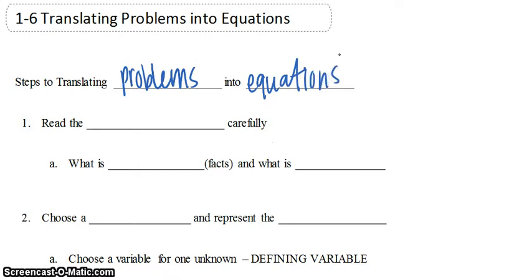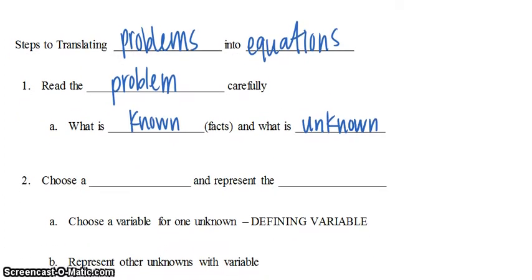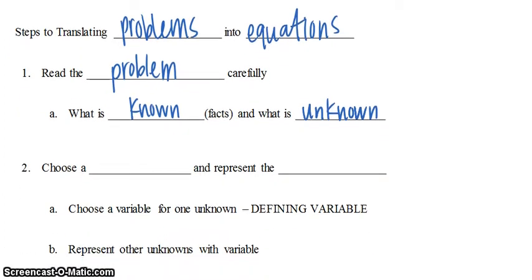Step 1. Read the problem carefully. And when you read it, think to yourself, what is known, which are like our facts, and what is unknown. You're going to have to differentiate between the two because that's going to help you in setting up your equations. So read the problem, figure out what is known and what is unknown.